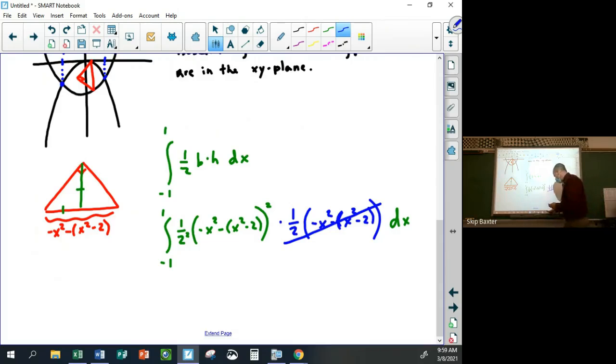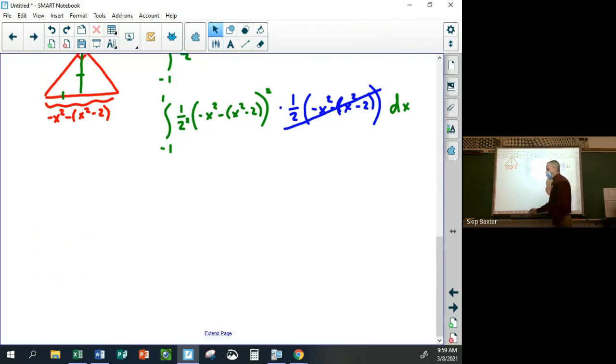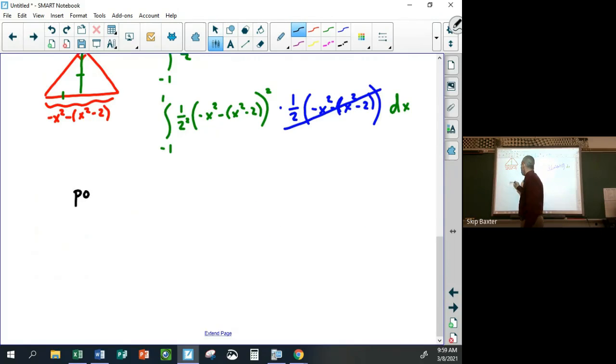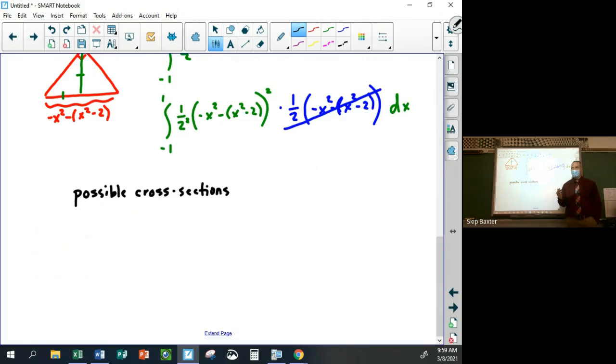If you think about the possible cross sections, that's really the only hard part about these volume problems: figuring out the geometry behind what's the area of a typical cross section. That's really the hard part. The rest of it is the same stuff we've been doing. Finding points of intersection, those are our limits of integration. Finding height, which is just the difference of top minus bottom, and so on. The cross section is the geometry part. That's the part that's different every time.